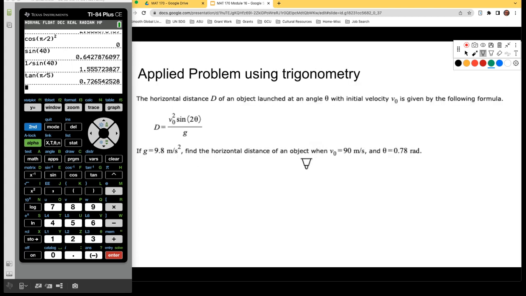And that's helpful if we have an applied problem, such as this. We're going to use an equation to calculate a value. So we've got this formula here.